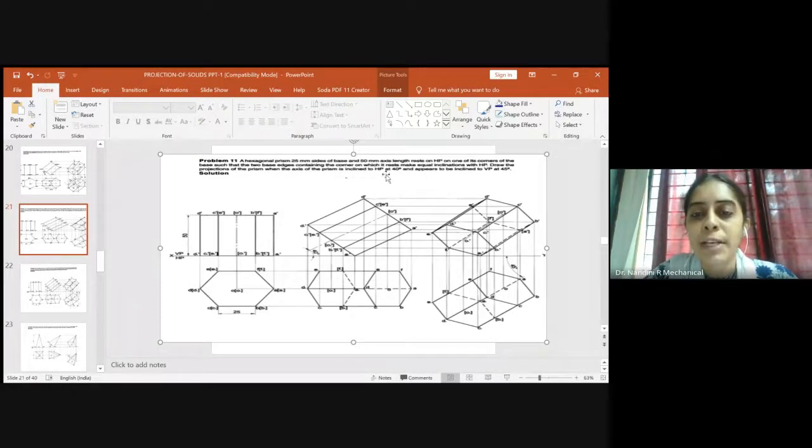First, the axis was inclined to HP at 40. This is done. And similarly, the axis appears to be inclined to VP at 45. Read the question. Some students in a hurry, they won't read whether it says appears to be or axis inclined to VP. In that case, you will be losing the marks in the last stage.